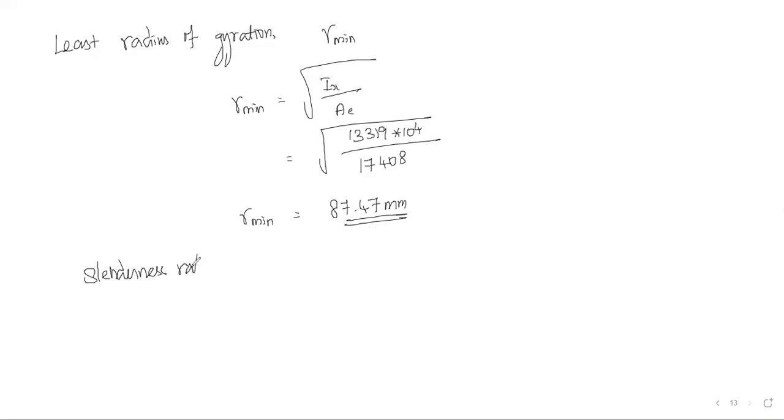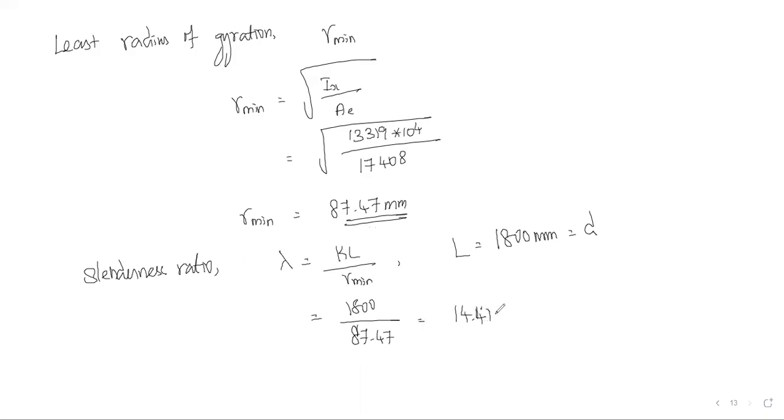Slenderness ratio. Lambda is equal to KL by r minimum. Here L is nothing but the height of the web. So 1800 mm divided by 87.47 becomes 14.141. So for the lambda value of 14.41 and the fy value of 215 Newton per mm squared, for the I section girder, now the buckling class we are going to refer as C.